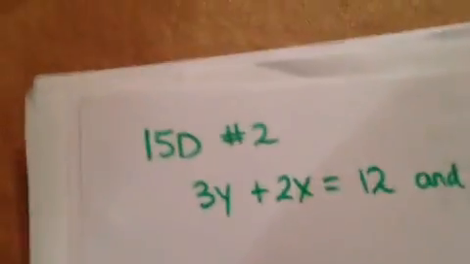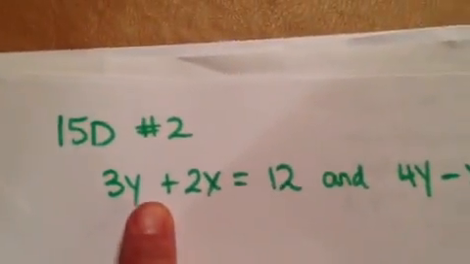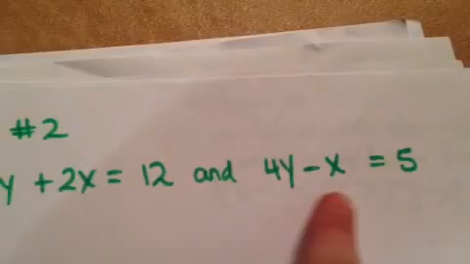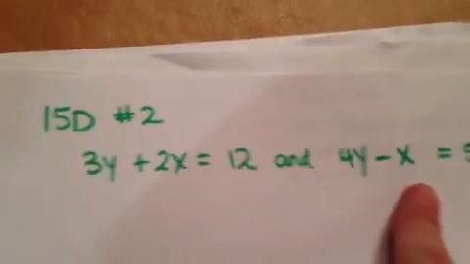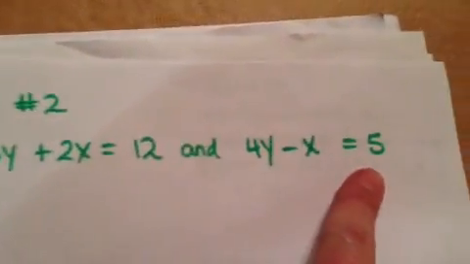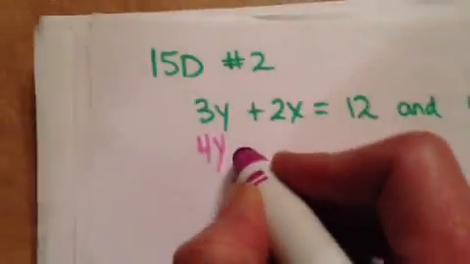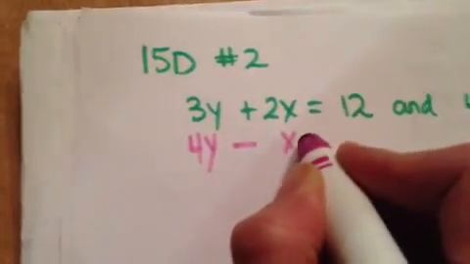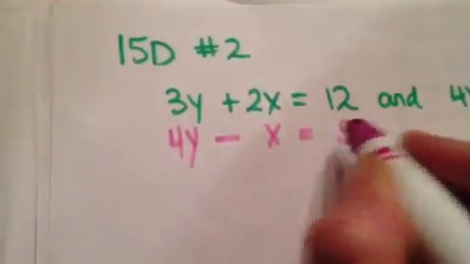Okay, let's do one last one right here. This is 15D number 2. It looks just like this in your book, except not as pretty and green. So notice I'm just going to line it up. I wish they would line it up for you in the book. But they have a 4y minus x equals 5.